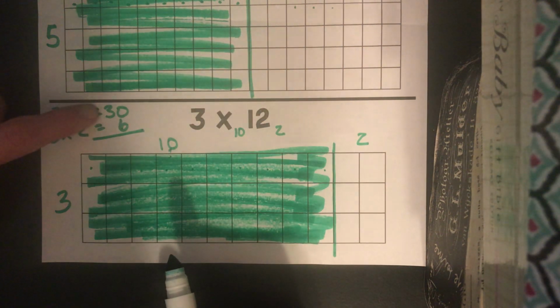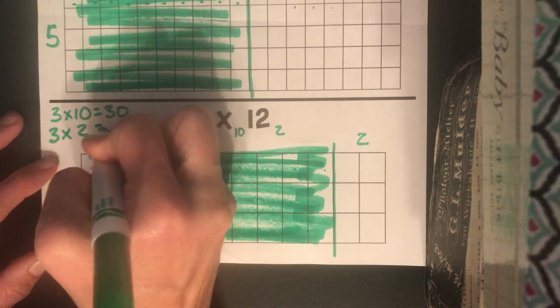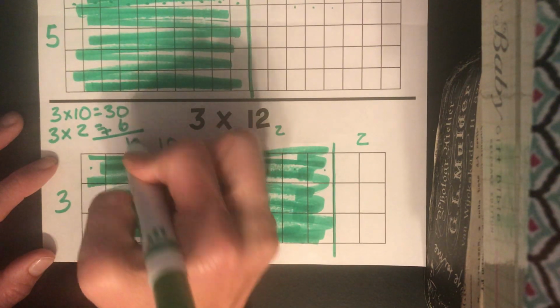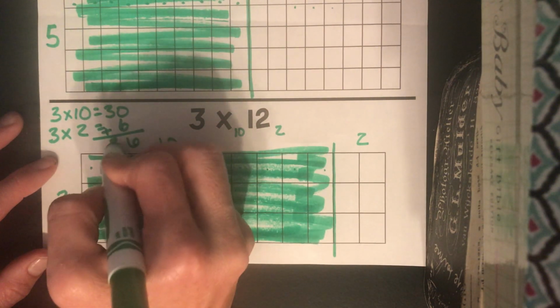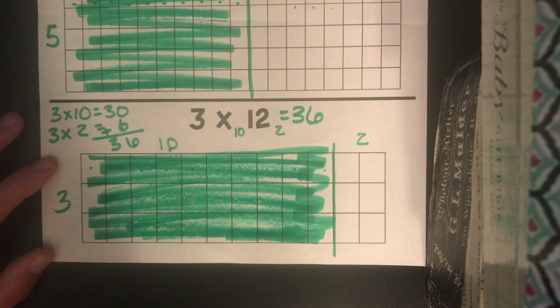So I got part of my product for this one here and part of the product for this one here. Partial product. 0 plus 6. 3 plus nothing. So that means 3 times 12 would equal 36.